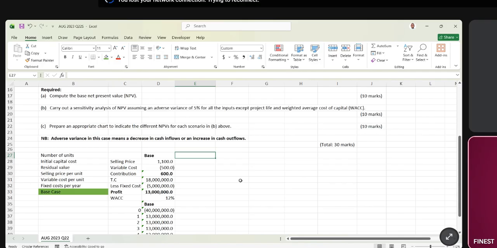Remember, the 5% is an adverse effect. So if it is sales and you have an adverse effect, will the prices go up or go down? It goes up. Sales. You are selling goods, so it goes down. What about costs? For example, it goes up.